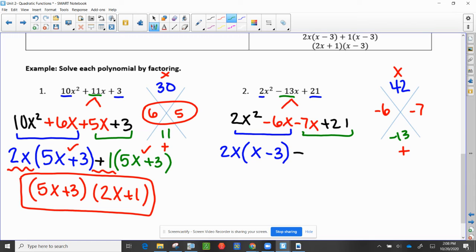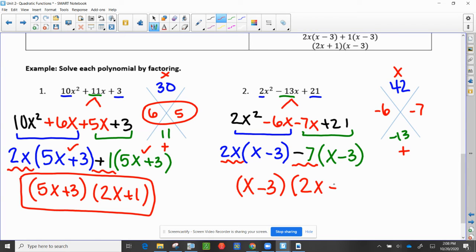Now let's look at my second group. -7x plus 21. So I can pull out a 7 from each of those. And remember, when you pull out a 7, you're technically taking out a -7. So -7x divided by -7 gives me positive x. 21 divided by -7 gives me a -3. That makes my parentheses match, which is what I want. So I take my parentheses, they match, so we only need one of them. Then my other factor comes from the outer numbers, the 2x and the -7. We put those together. And there is our factored form.